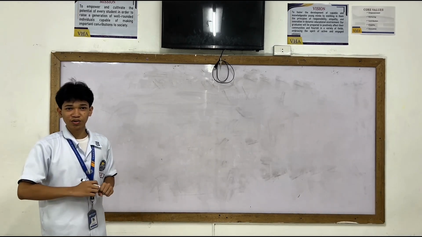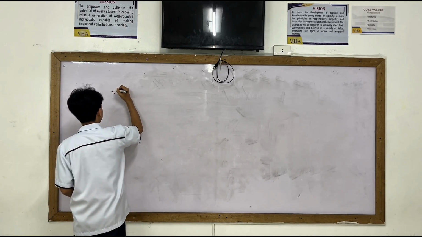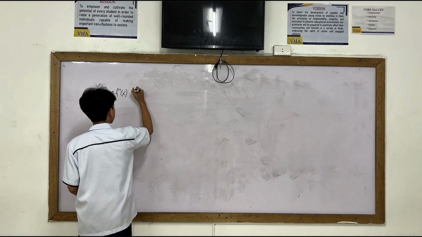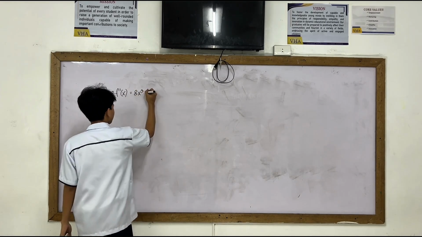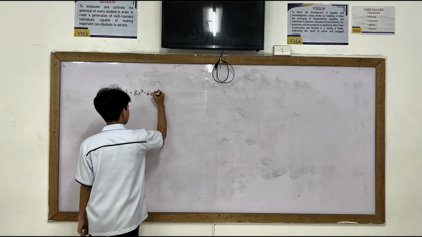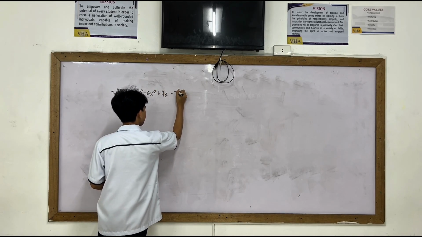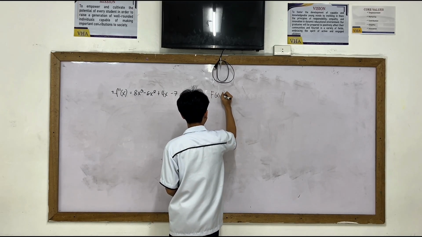Now I'm gonna show you how to integrate this equation. F prime of x is equal to 8x cubed minus 6x squared plus 4x minus 7, to get capital F of x.